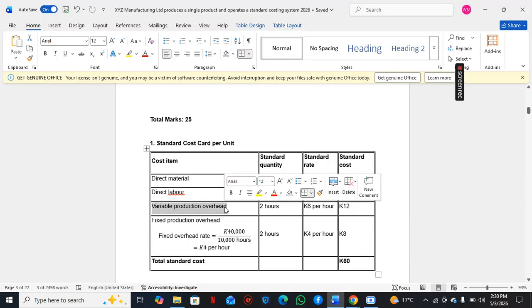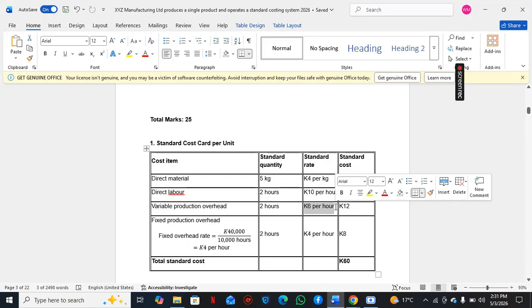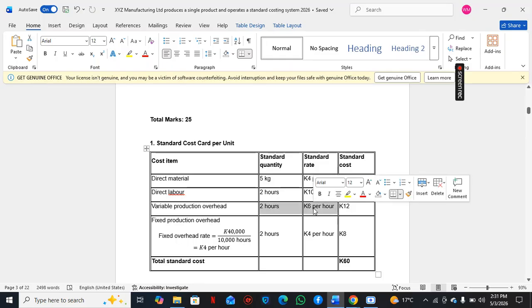Our variable production overheads. Remember, we used labor hours to absorb our variable production overheads. All right, so each unit, 2 hours. The variable production overhead is 6 kwacha per hour. So each unit, the variable overhead should cost 2 times 6, 12 kwacha.